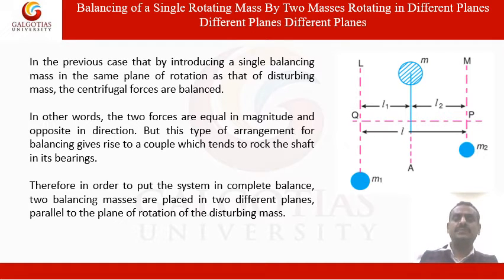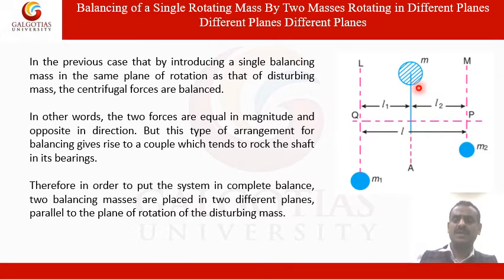Balancing of a single rotating mass by two masses rotating in different planes. In the previous case, by introducing a single balancing mass in the same plane of rotation as that of the disturbing mass, the centrifugal forces are balanced. In other words, the two forces are equal in magnitude and opposite in direction, but this type of arrangement gives rise to a couple, which tends to rock the shaft in its bearing. Therefore, to put the system in complete balance, the two balancing masses are placed in two different planes parallel to the plane of rotation of the disturbing mass.